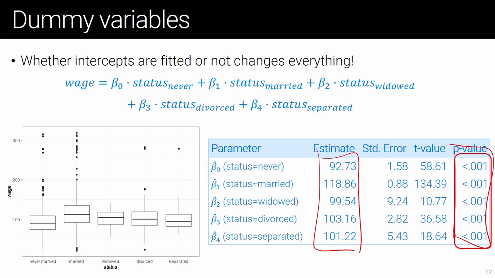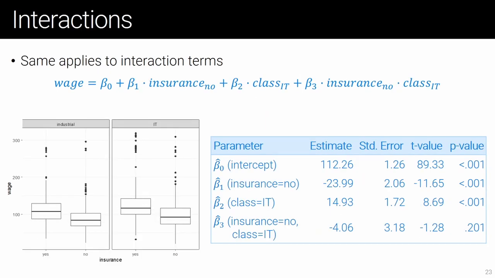And finally, let's talk about interactions. So let's say in this case, we had the salary as a function of insurance, whether a person has or not health insurance, and the job class, which could be either industrial or IT.